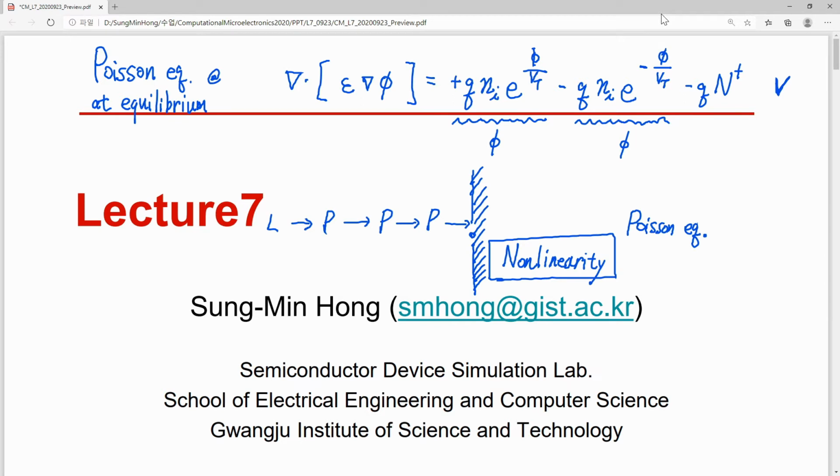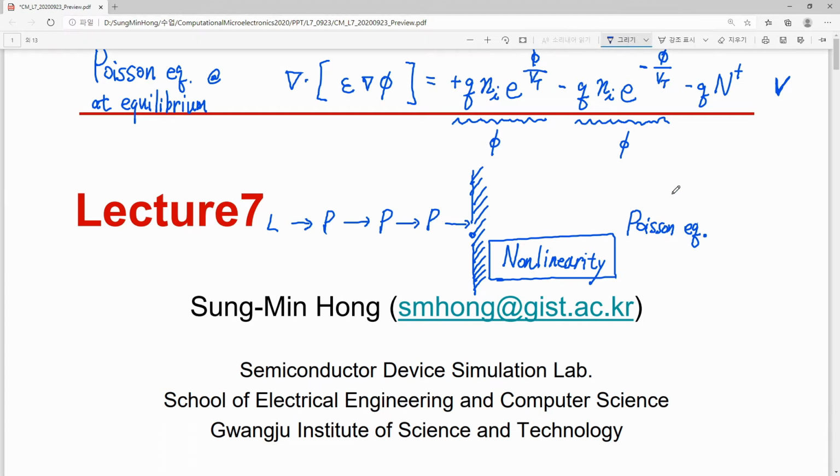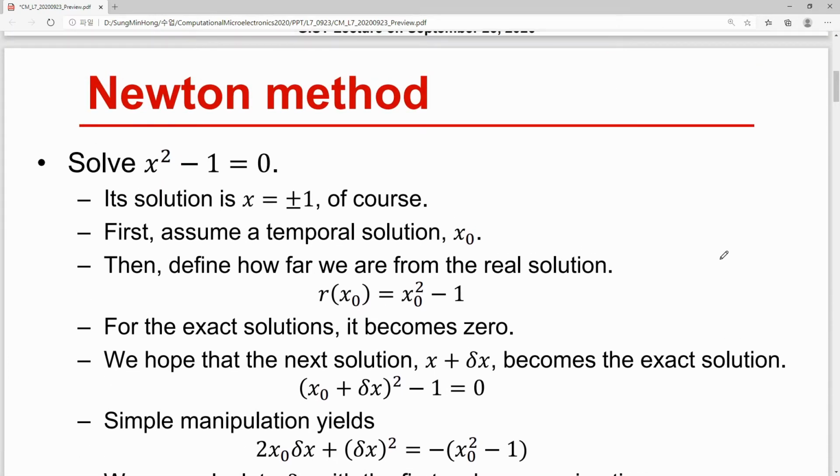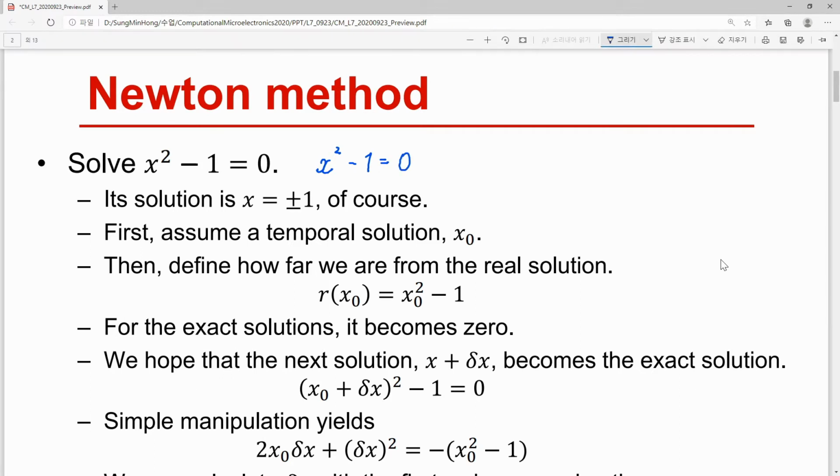This lecture is devoted to a powerful technique to solve nonlinear equations. It is called the Newton-Raphson method. So, Newton method. Without starting from the theory, let me just start from a simple example. Let's say that we have to solve x squared minus 1 equal to 0. This is our equation, and this is really a trivial equation. But anyhow, we have to solve it.